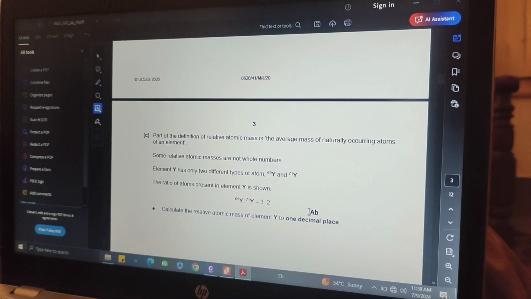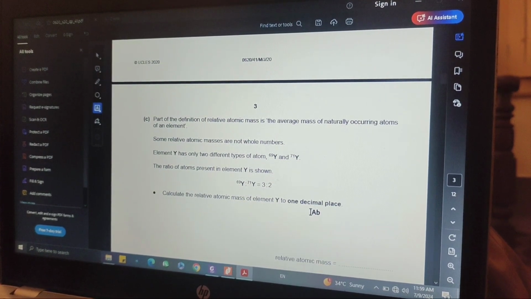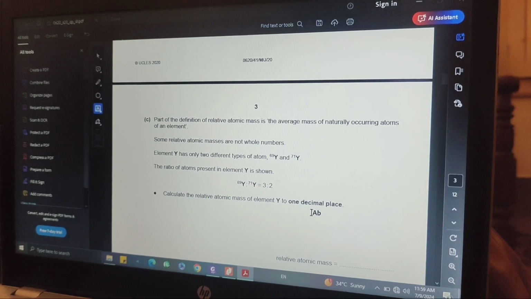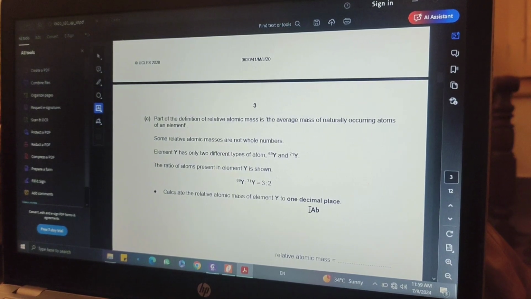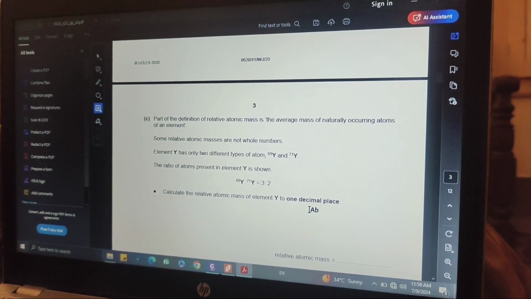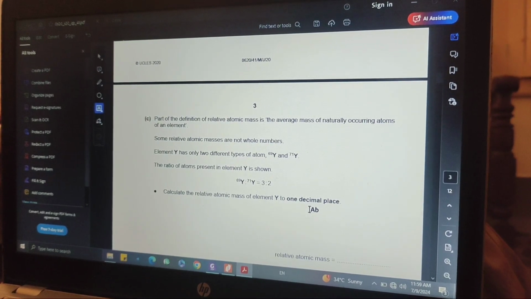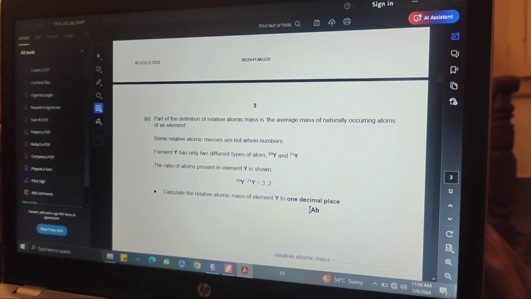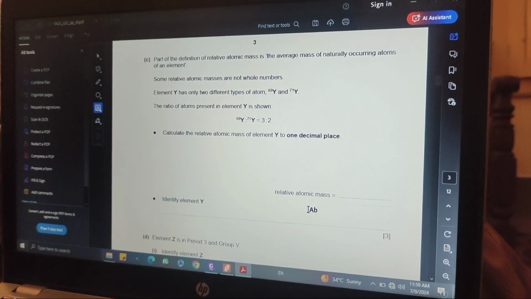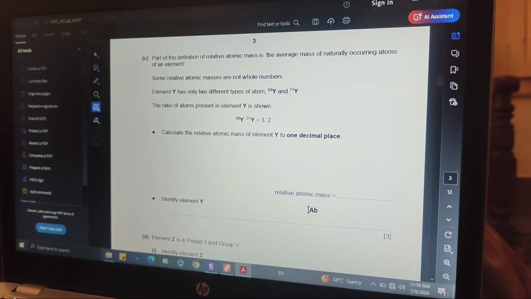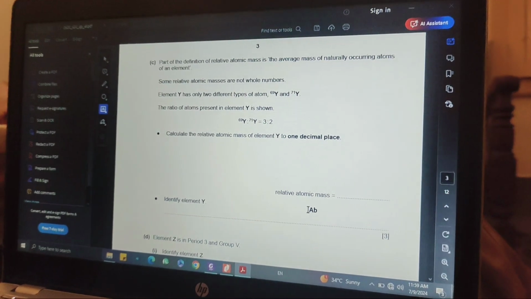Part of the definition of relative atomic mass is the average mass of naturally occurring atoms of an element. Some relative atomic masses are not whole numbers. Element Y has only 2 different types of atoms, Y69 and Y71. The ratio of the atoms present in the element Y is shown, that is 3:2. So calculate the relative atomic mass of the element to 1 decimal place. So how can we do this?